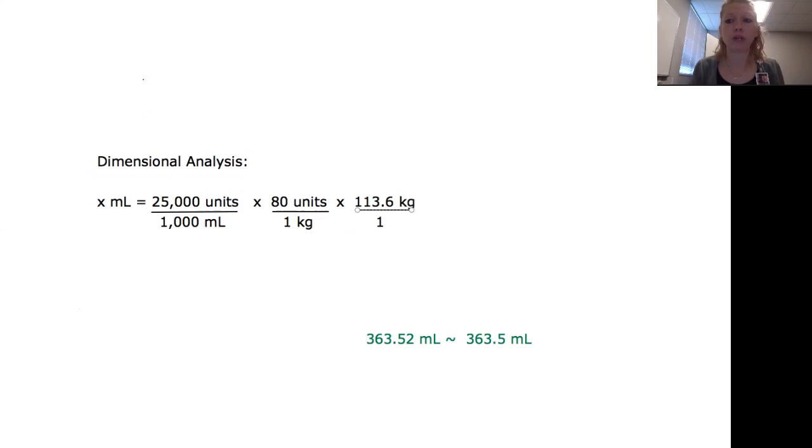So now finally, I just want to show you what this looks like in dimensional analysis. And actually, if you choose to do dimensional analysis, you can just solve this problem all at once, unless the question is asking you to break it down into the two separate answers. If you're just looking for how many milliliters and that's the only question, you can do this whole problem all at once, all together. So what you're always going to do is write down what you're looking for first. In this case, we're looking for X milliliters.